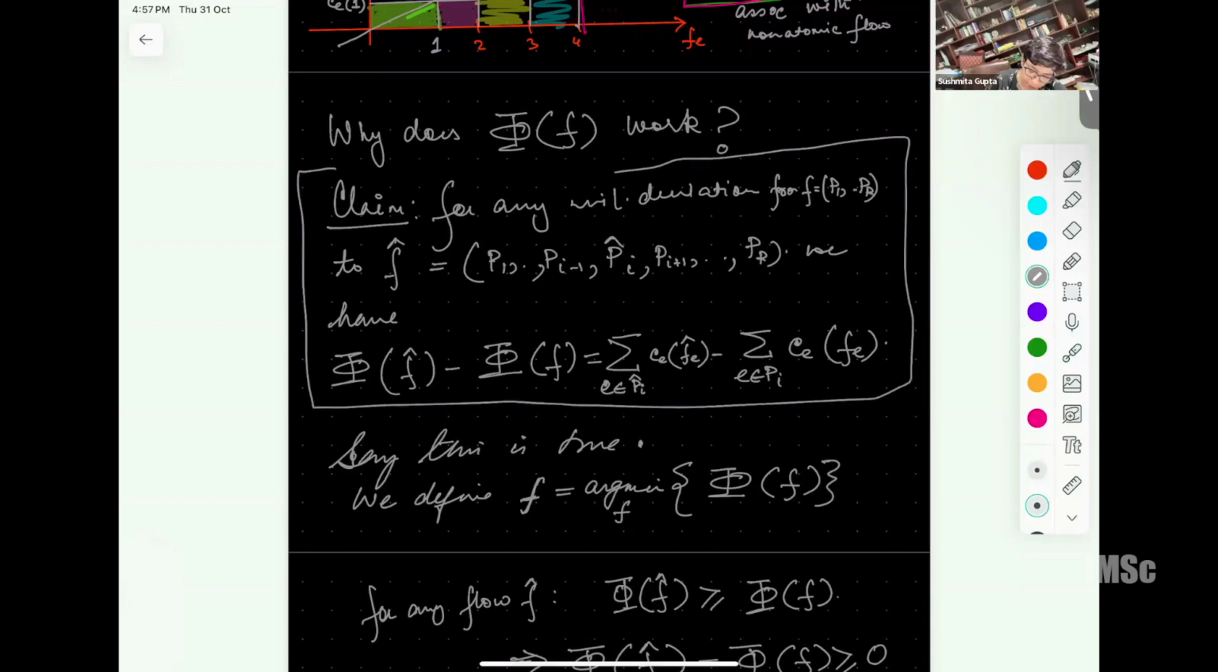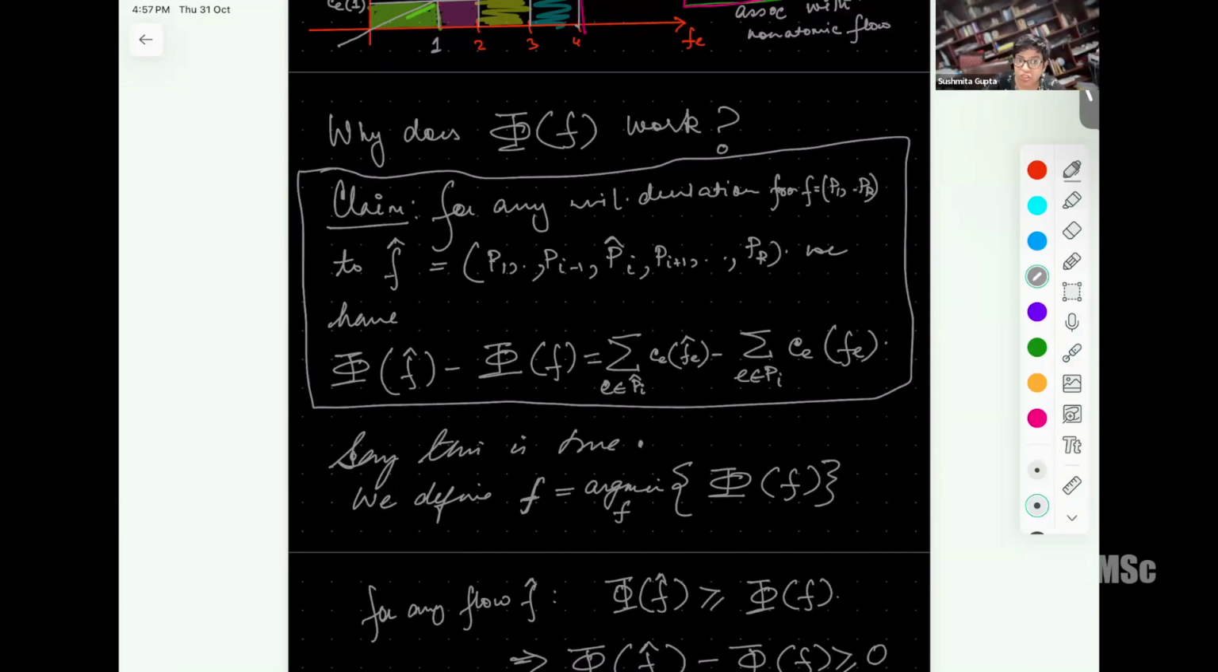So phi of f is defined with respect to every function f. But in particular, if we fix a flow f and look at a unilateral deviation flow f hat, then we see the difference between phi of f hat and phi of f, then we get this quantity. For only this, we are actually talking about.